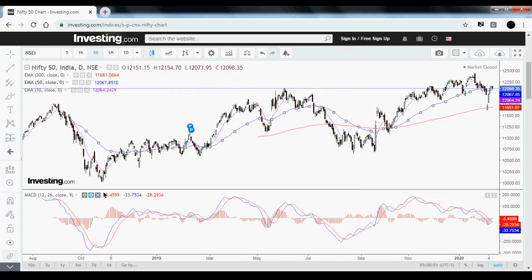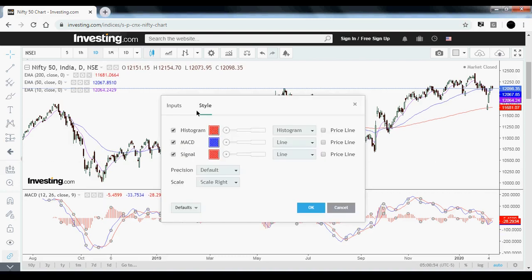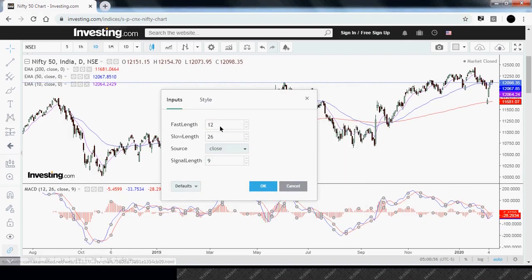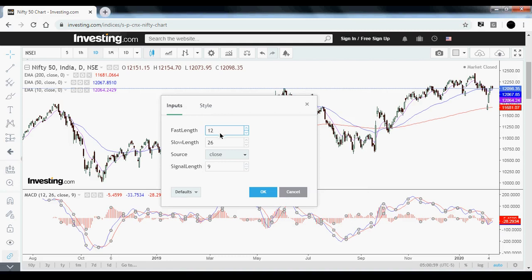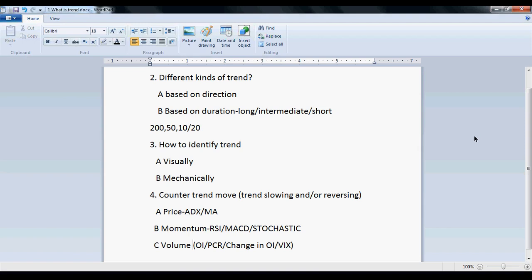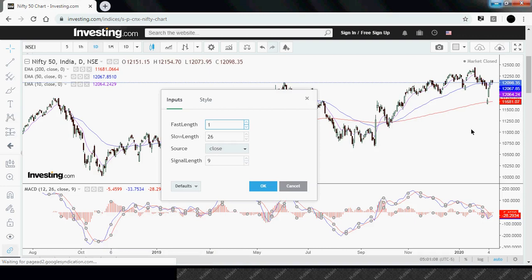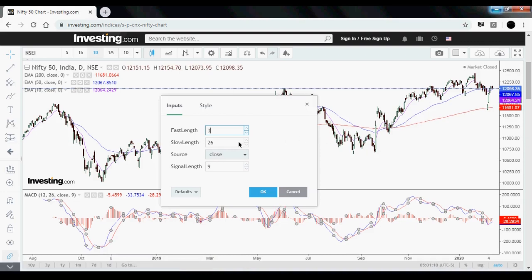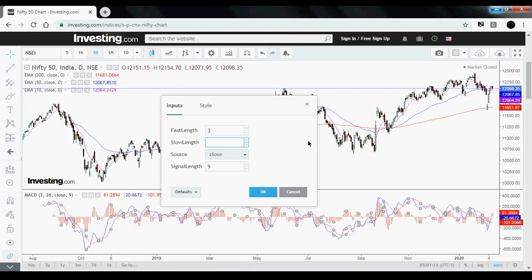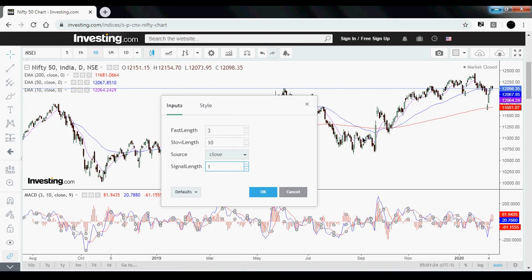In the MACD, I changed the setting. I always use 3, 10 and 16. I'll explain that in the MACD video. For the time being we'll just use whatever I use. So 3, and then we have 10. For now just use the setting, or see how we are using. I'll make a separate video on that. So 3, 10 and 16.